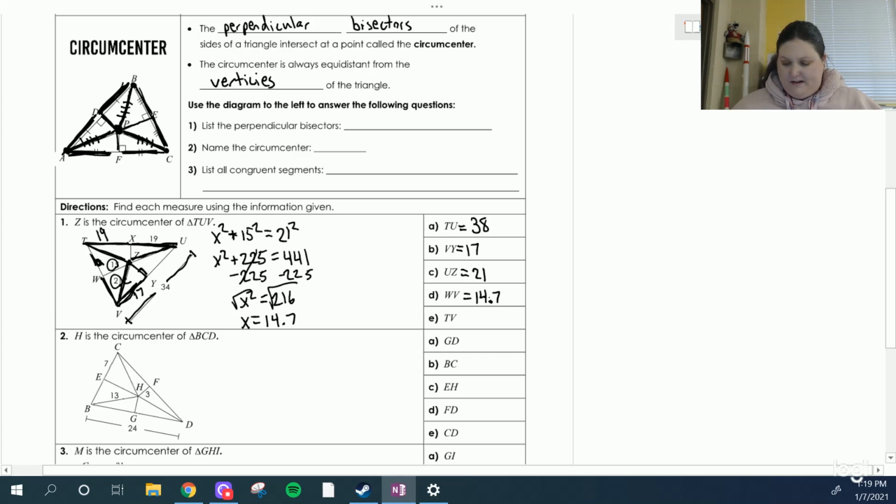I accidentally wrote that down wrong and forgot the decimal point. It got left off of the copy. So last thing I need to find is TV. TV is this whole length here. So I already found WV is 14.7. That means that this piece is also 14.7, which makes the whole thing TV 29.4.